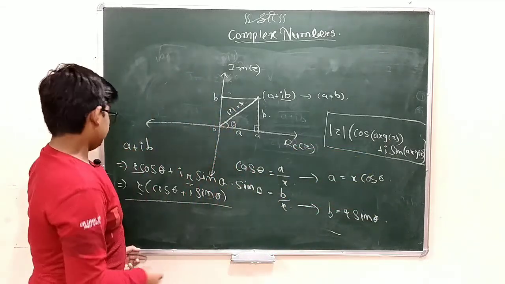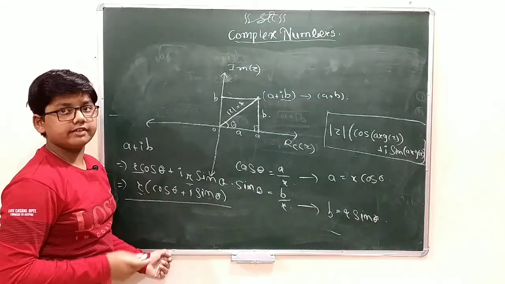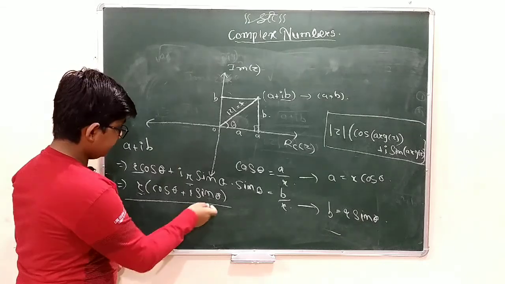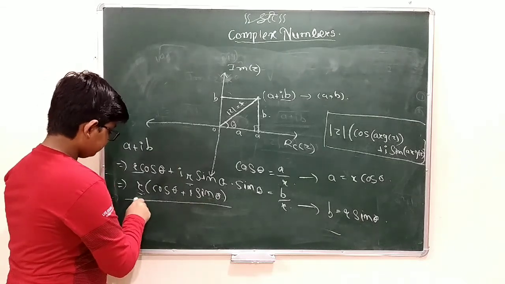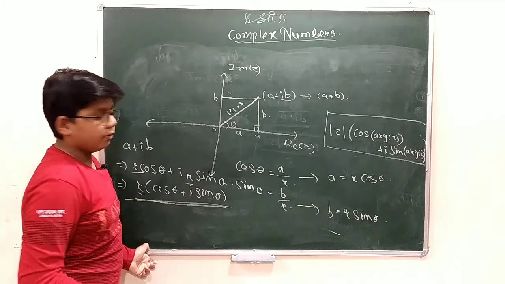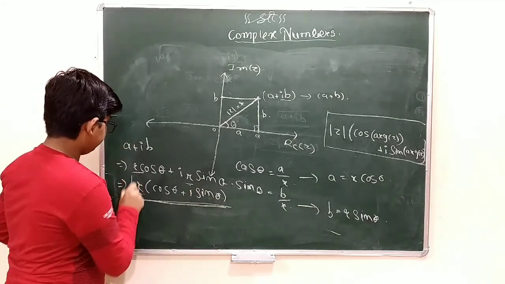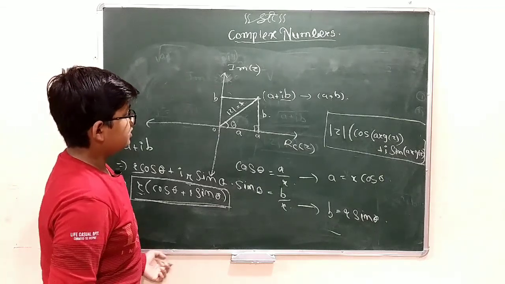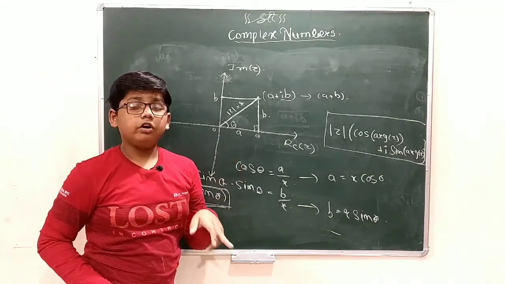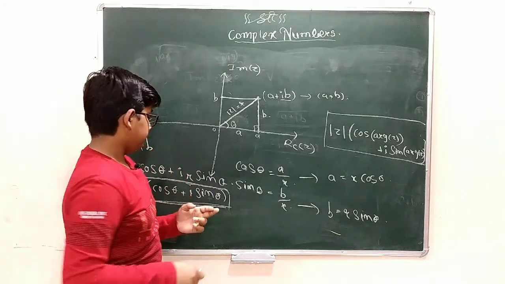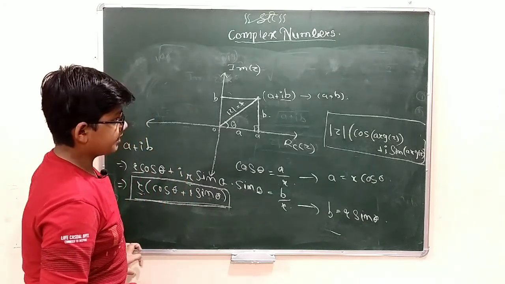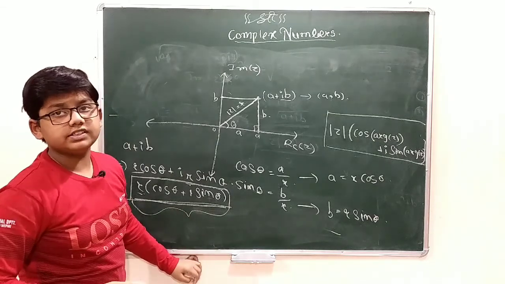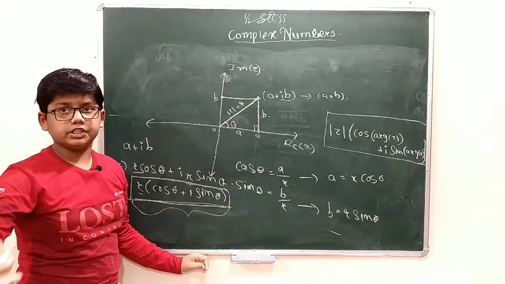Instead of writing this much, we can write it as r into cos theta plus i sin theta, where r is modulus. We can understand that theta is the argument in the case of a complex number. This is known as the polar form of complex number. We have to remember this. Next is the exponential form of complex number. Now the exponential form is just a simplification of this polar form into exponential form.